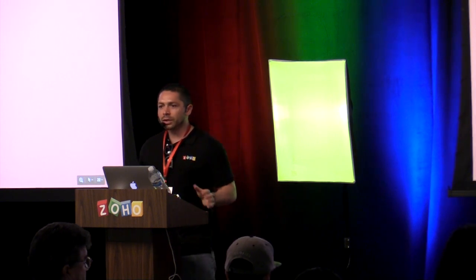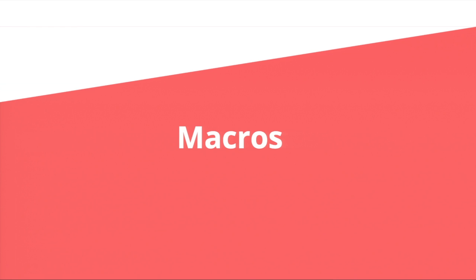What's macros? Well, Samir just talked about workflows. Workflows just help you to do something automatic. So automatically, you don't have to do it. Once you set it up, you don't have to worry about it, and it will do it for you. But sometimes you want to do something that you want to do at that moment.